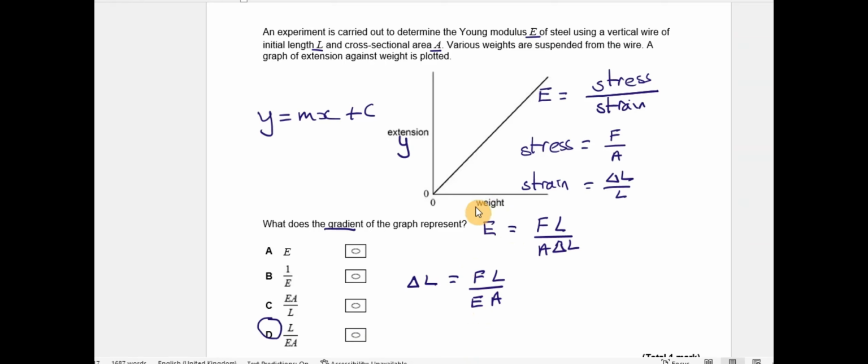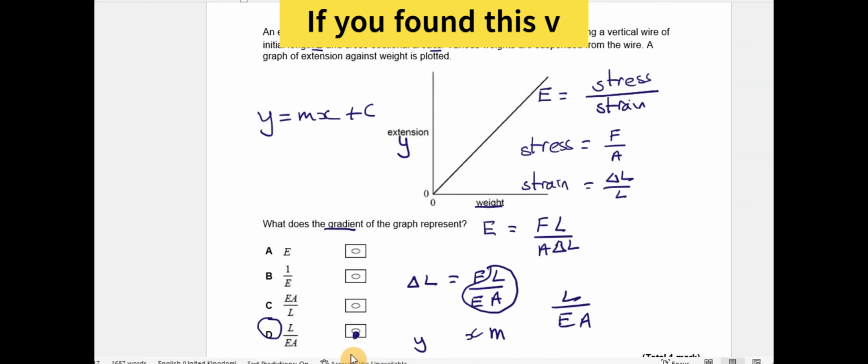Now let's remind ourselves the weight is the force in this particular case. So my delta L is y, my force is the x, which leaves L over EA, or the original length over the Young modulus and the area, equal to the gradient. So my gradient is L over EA. Answer D.